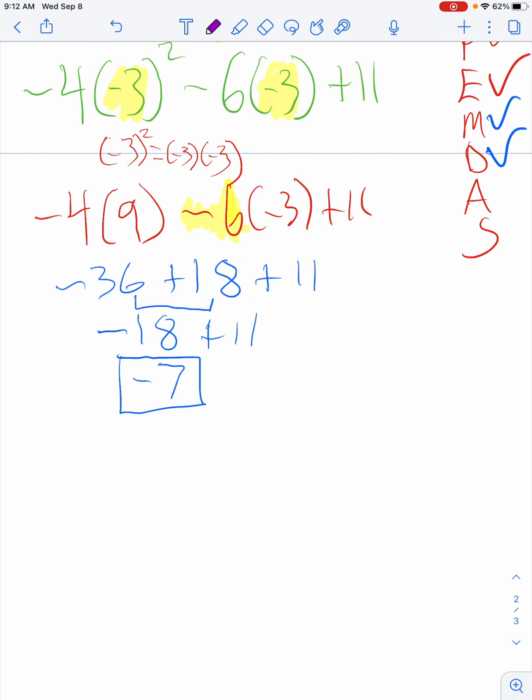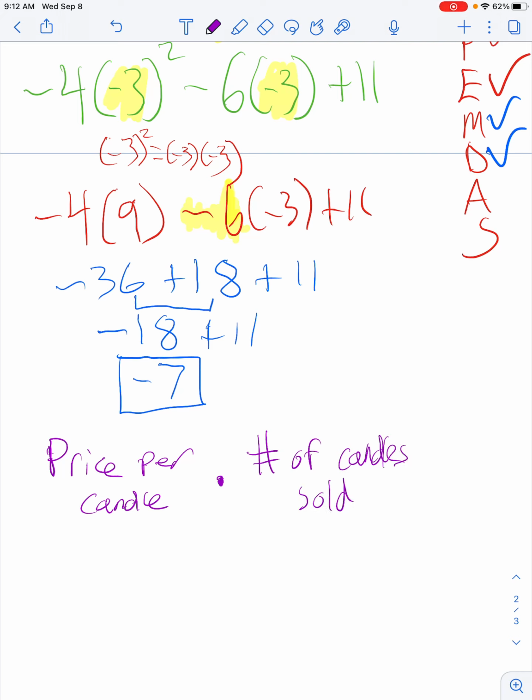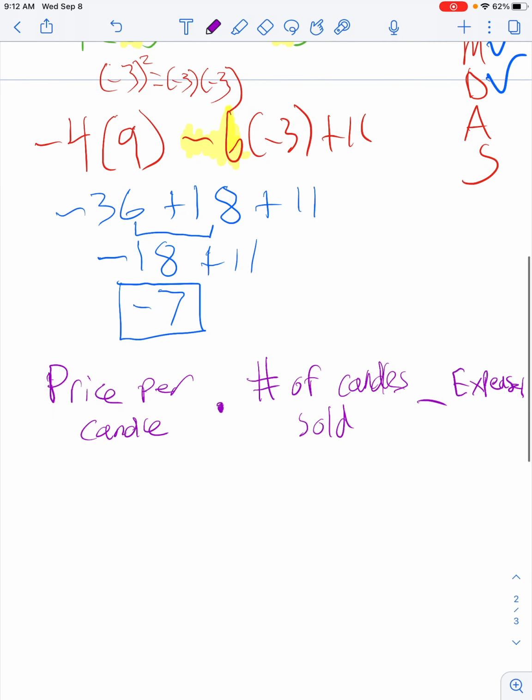Another way that we sometimes like to solve problems is using words or a verbal method. So I might say, I have the price per candle multiplied by the number of candles sold, and then I need to subtract my expenses.